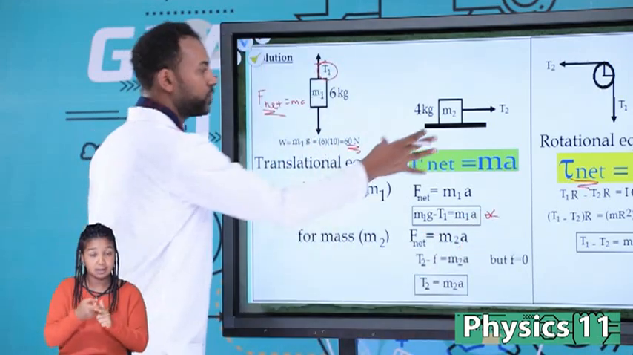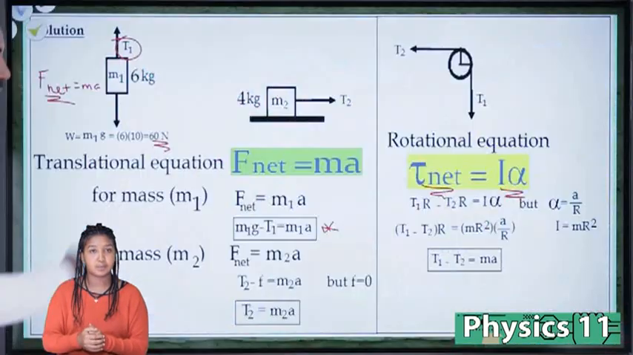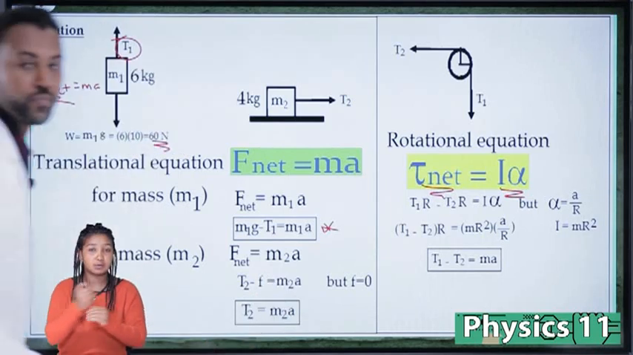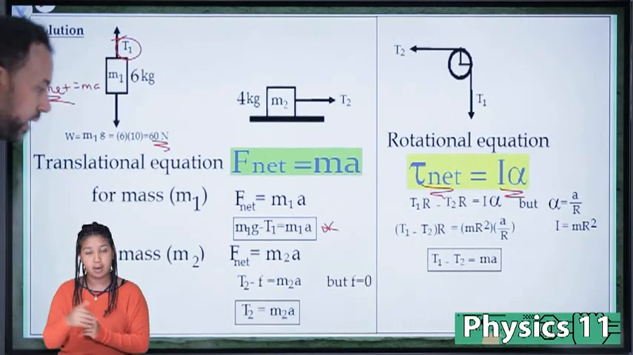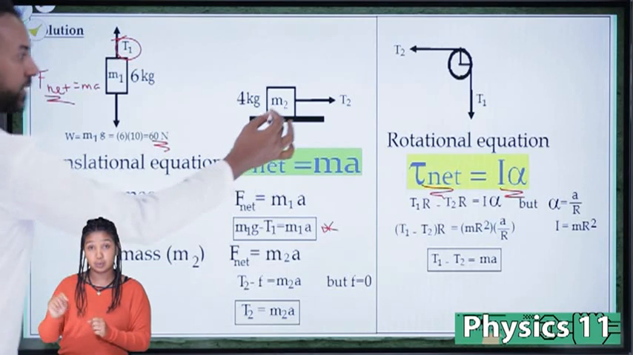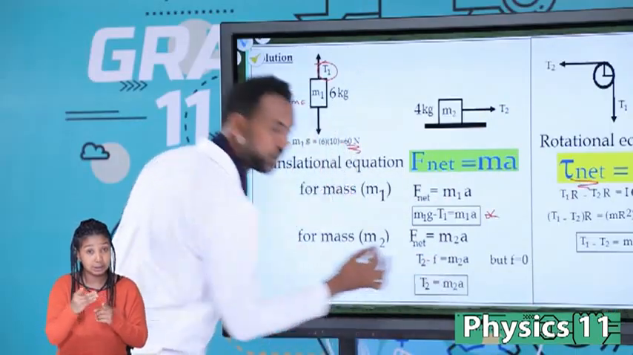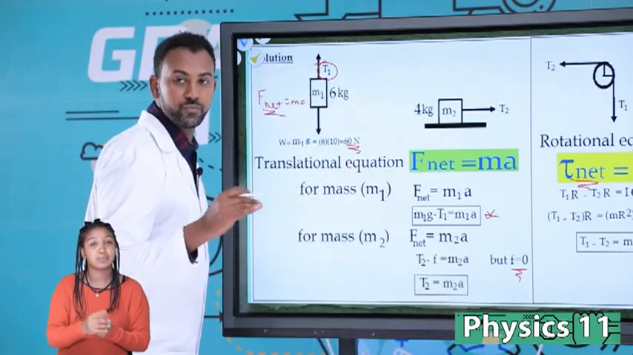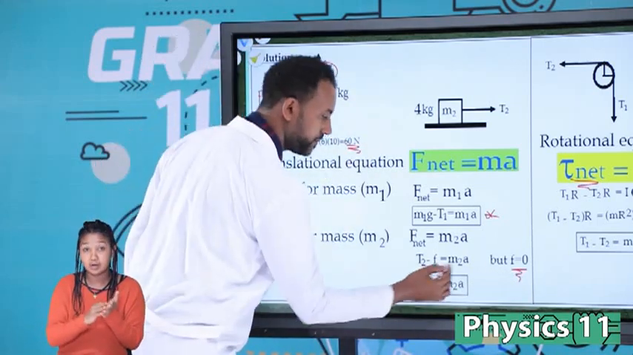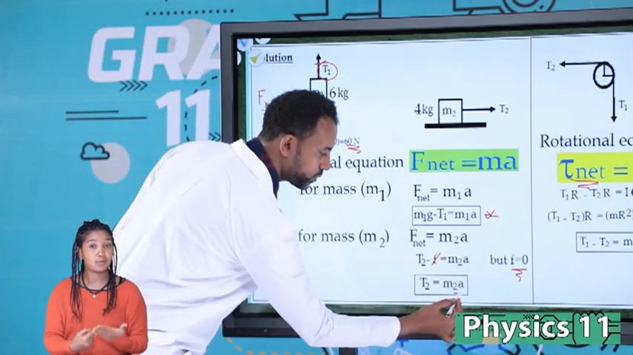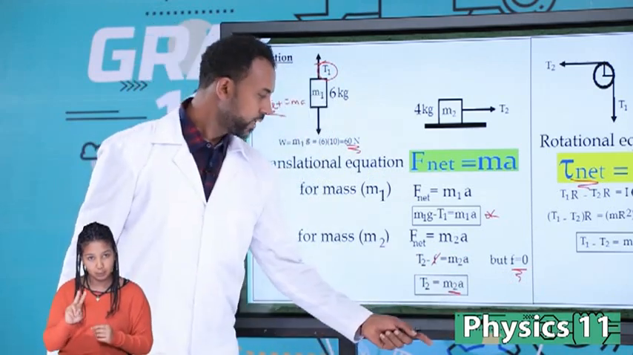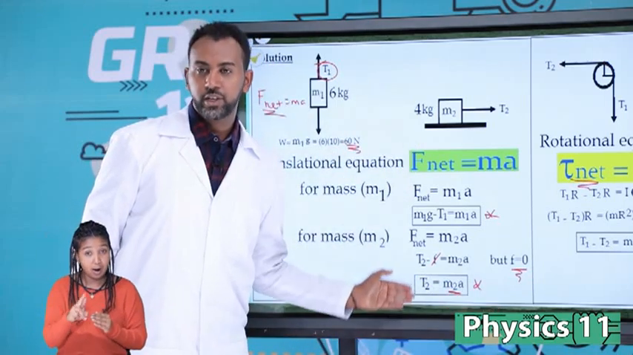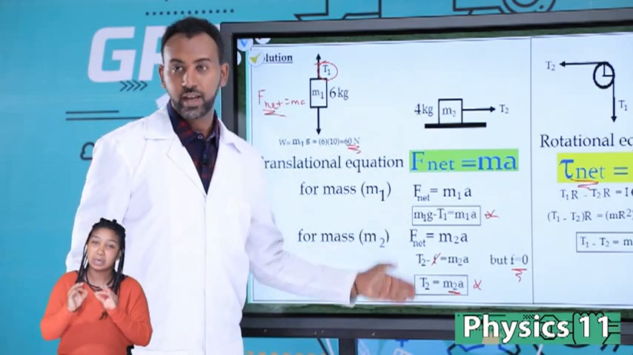The second equation for mass 2, when you apply translational dynamics, gives us net force is equal to m2a. So tension T2, which is acting in this direction, minus frictional force is equal to m2a. But in this case, there is no frictional force. The frictional force is already 0. So the tension T2 becomes m2a. We have our second equation. So far, these two are translational equations or translational dynamics.